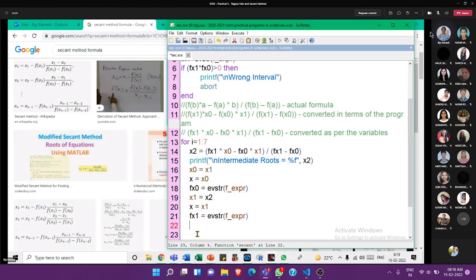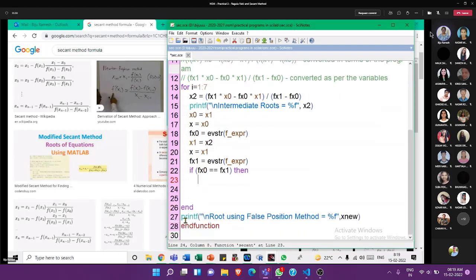Now, how will you stop? If you want, you can check if fx0 is equal to fx1, you can print the root. Here it is an easy condition: if fx0 is equal to fx1, if both are the same. I'm just teaching you how you can add a condition. Suppose this is there, then you can add this here.